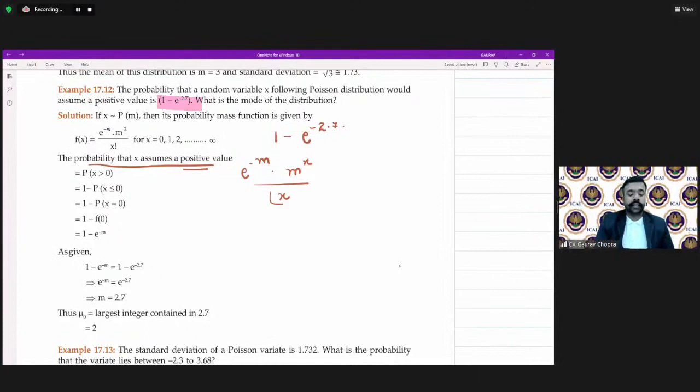Positive value means greater than 0. So if x is greater than 0, that means x can be 1, 2, 3, 4, and so on, up to infinity, because n tends to infinity. That means x will go up to n, near to infinity. So whenever we have the probability of x more than 0, we have to solve 1 minus probability of x equal to 0. Now, what is x equal to 0?